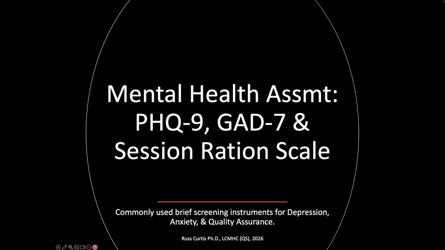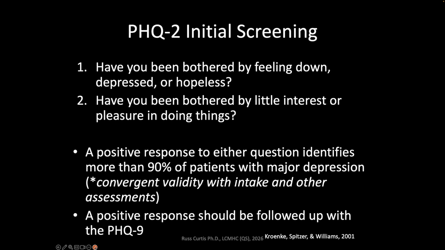We're going to talk about the PHQ-9, the GAD-7, and the session rating scales. For the first one, particularly in an integrated care setting, when you're filling out the initial paperwork, they may have the Patient Health Questionnaire 2, which is just 2 initial questions. You see them here. One, have you been bothered by feeling down, depressed, or hopeless? And 2, have you been bothered by little interest or pleasure in doing things? A positive response to either question identifies more than 90% of patients with major depression. It doesn't mean they necessarily have it, but we can use these 2 screeners as they're filling out their demographic information to see if we need to move further and conduct the full PHQ-9.